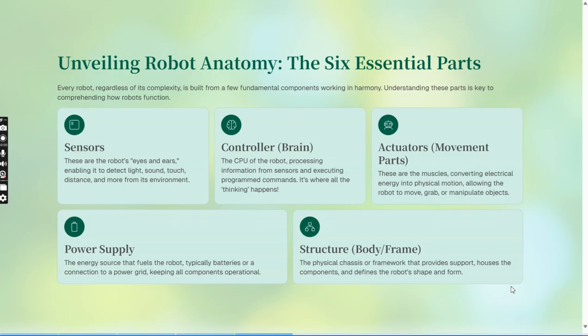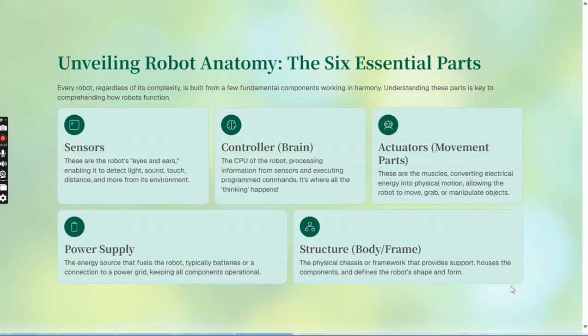Unveiling robot anatomy: it takes 5 essential parts. Every robot, regardless of its complexity, is built from a few fundamental components working in harmony. Understanding these parts is key to comprehending how robots function. Now the first part is sensors. Sensors are like the eyes or ears of the robot. They sense light, sound, touch, distance, and many more things from the environment.